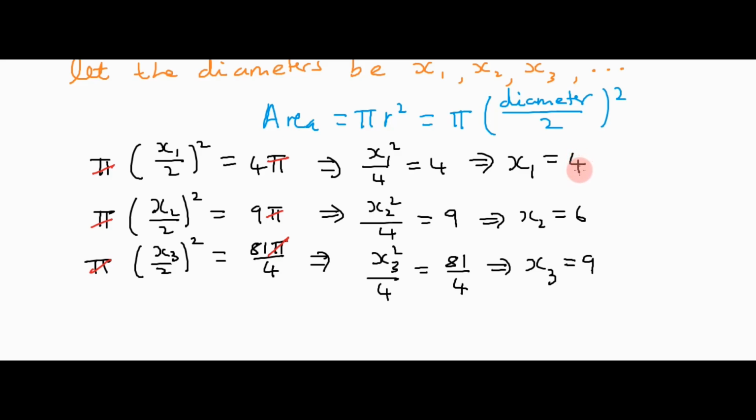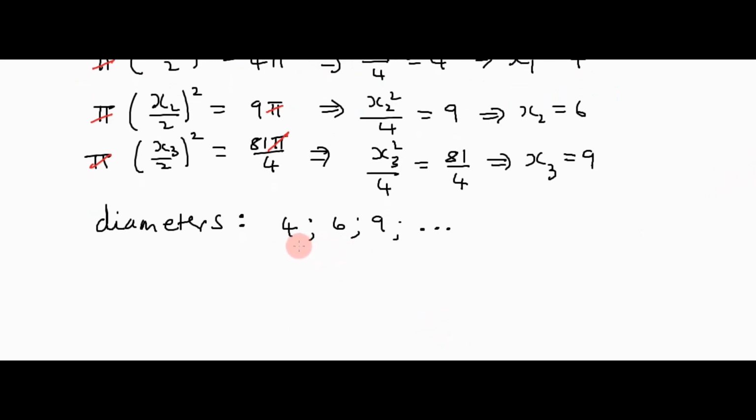Now we have a sequence for the diameters of the circle. So the diameters then form a sequence 4, 6, 9, etc. And this is a geometric progression. So in this progression, A, the first term, is 4, and R, the common ratio, will be 6 over 4, term 2 divided by term 1, which is 3 over 2.